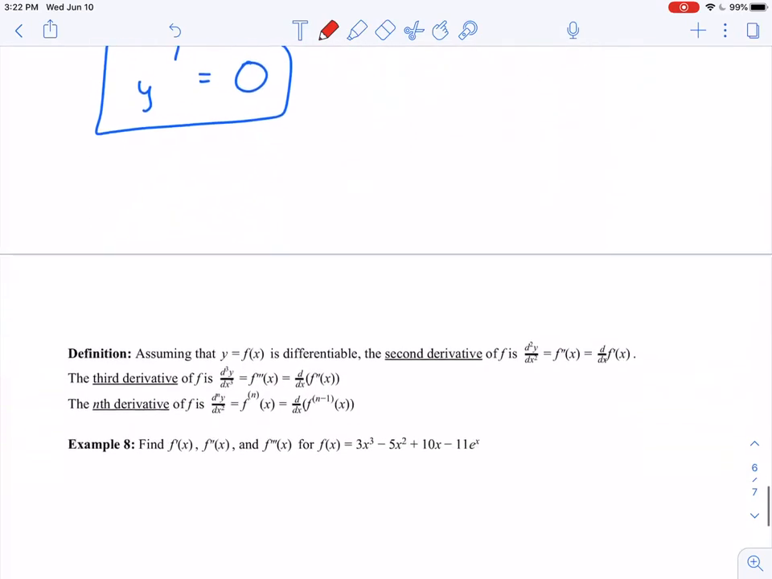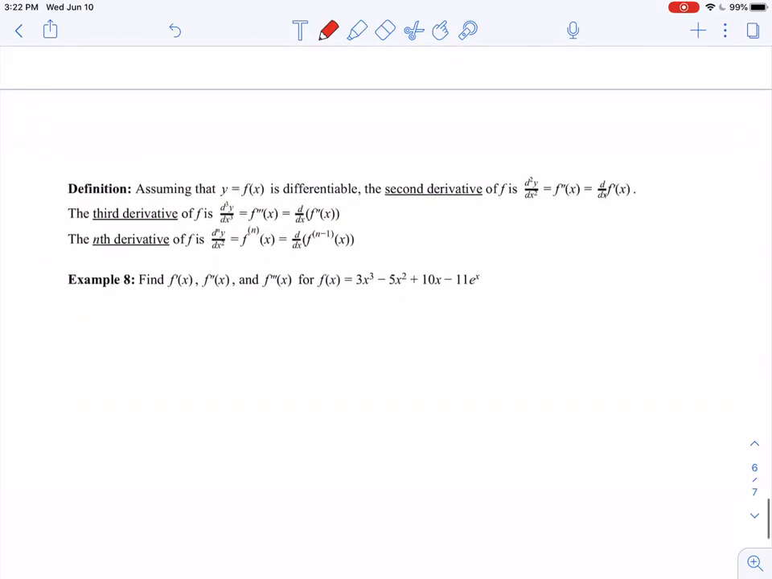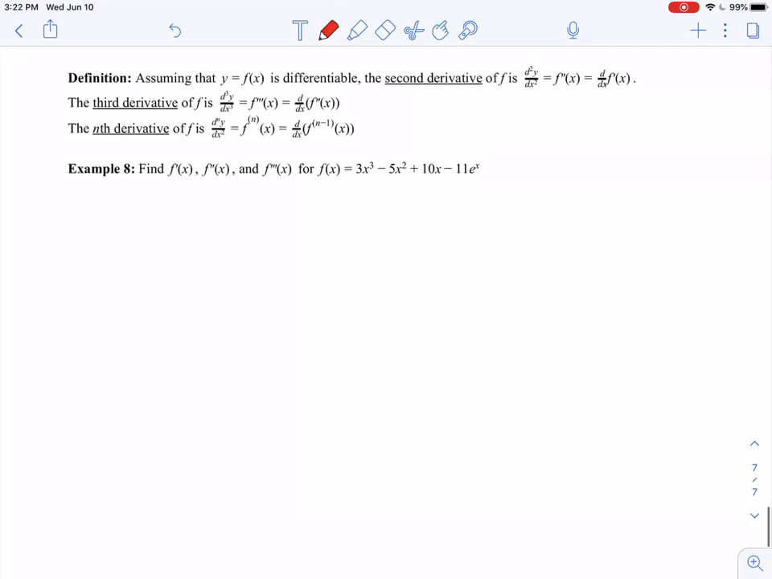Last thing that I want to mention in this section is higher order derivatives. So if we're working with y equals f of x that is differentiable, we have the second derivative of f, denoted either d squared y over dx squared, or more often, we'll probably just say f double prime of x.